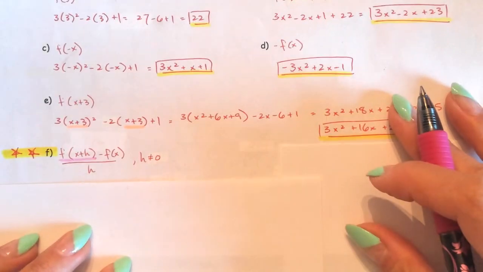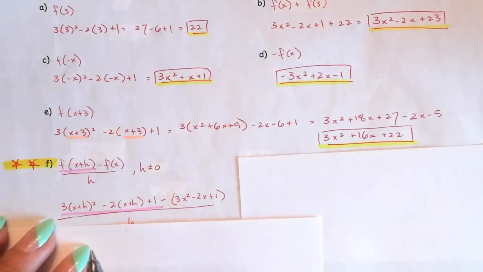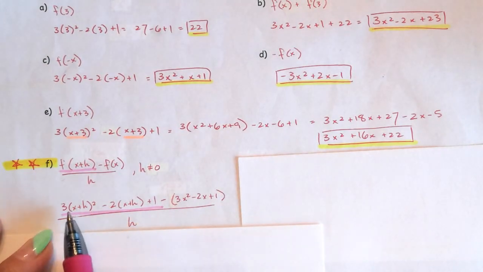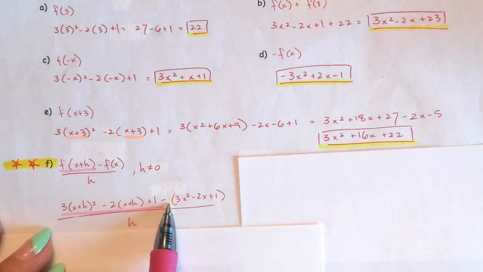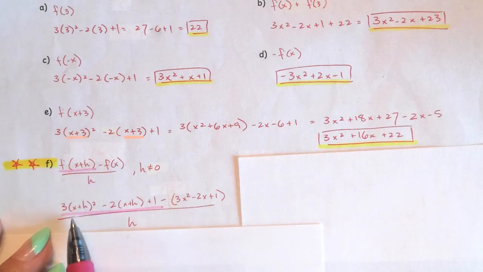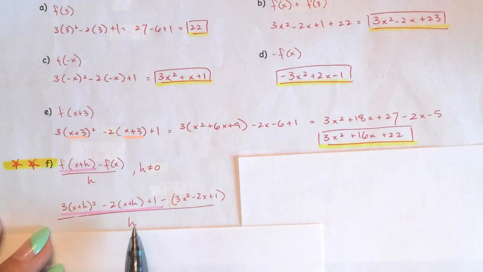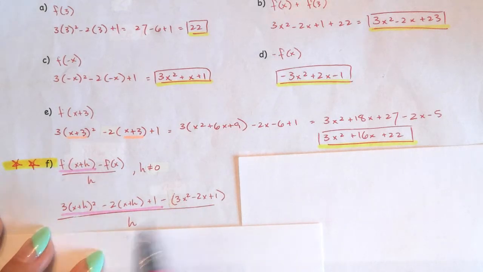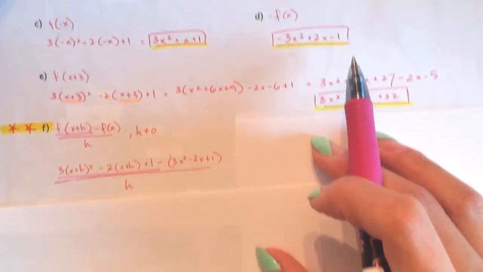And you're going to write it really nicely, like that. So I see my original function, 3 something squared minus 2 times something plus 1 minus f of x. So this pink one goes with this pink part. This minus f of x is right here. All over h. You do it in one step so you don't forget anything, because I know that we tend to forget stuff. So don't forget anything.